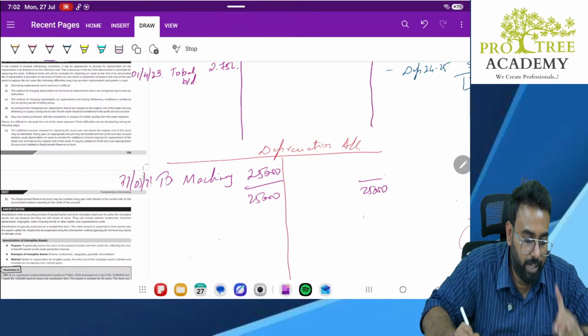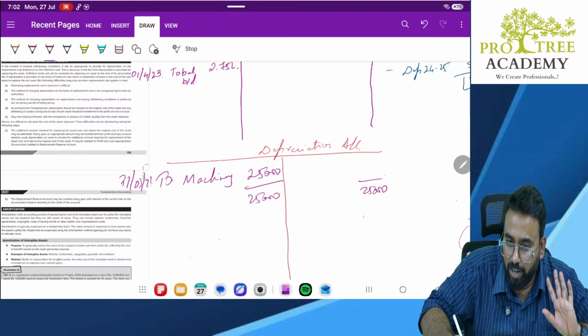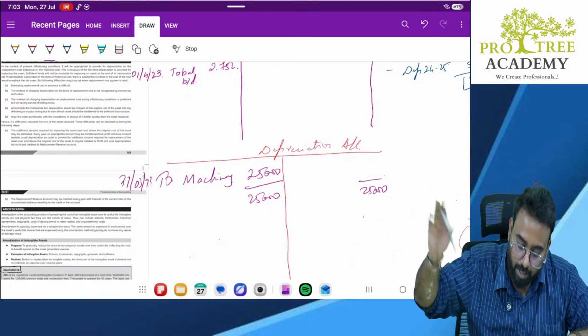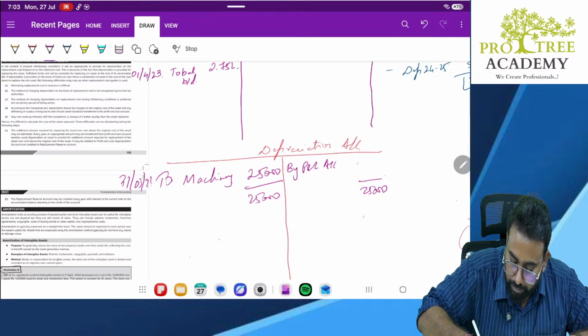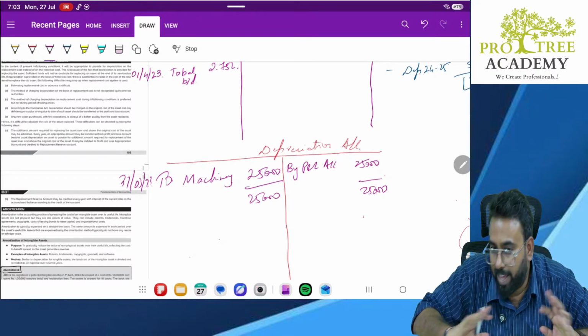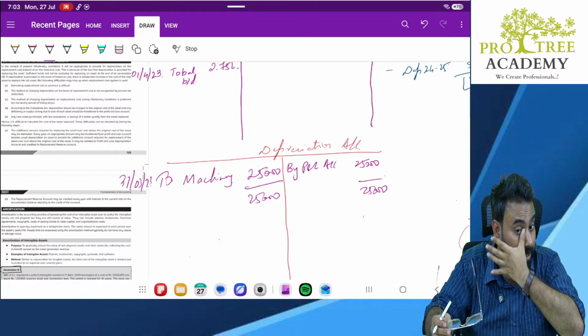Here it will be close 25,000. I've already told you expense will not get carried forward. Income will also not get carried forward. What will be happening? It will be directly transferred to the P&L. So by P&L account 25,000. This account gets closed. Any income or expense account will never get carried forward. It gets closed.